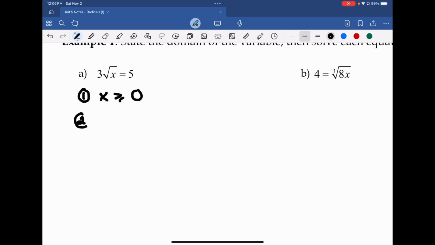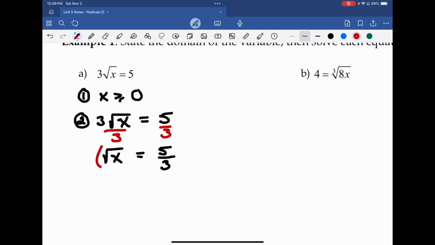Now we can go to step number 2. We're going to take that equation and rewrite it. Now I'm going to divide both sides by 3 because I want to isolate the radical on the one side. This is going to give me that the square root of x is equal to 5 over 3. And now from here, we're just going to take both sides and square them. If I square both sides, I'm going to end up getting that x is equal to 25 divided by 3. Perfect.